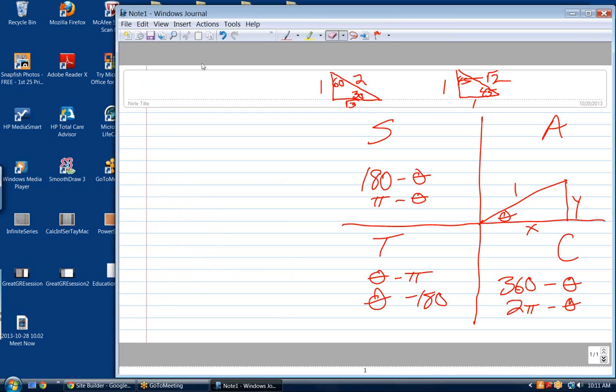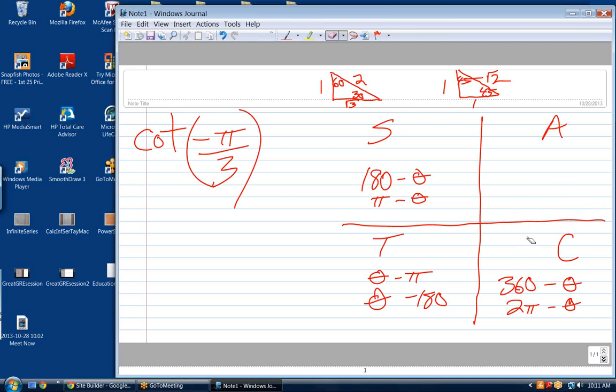Alright, this one, the cotangent of negative pi over 3. Well, first of all, let's talk about negative angles. There's a couple things you can do here. A negative angle means that instead of going counterclockwise, we're going to go clockwise, which means 60 degrees. So we're looking at a negative angle of minus 60 degrees, pi over 3.